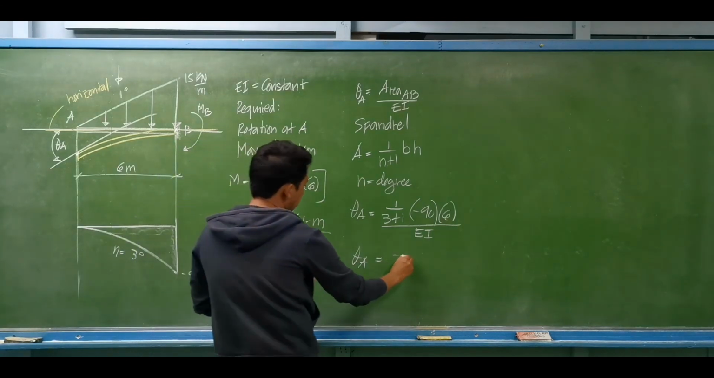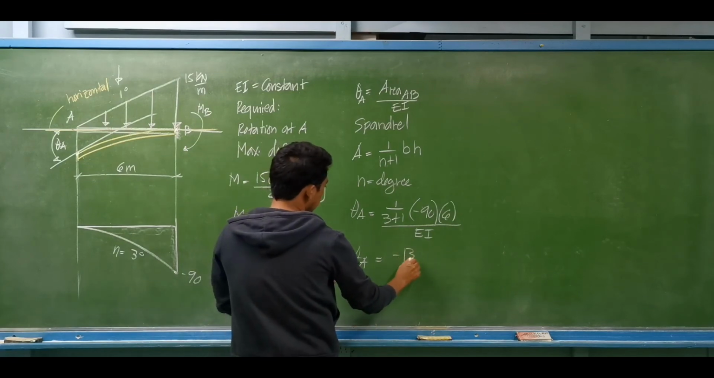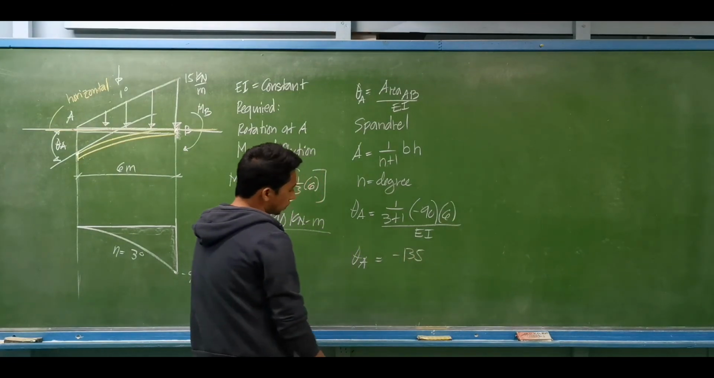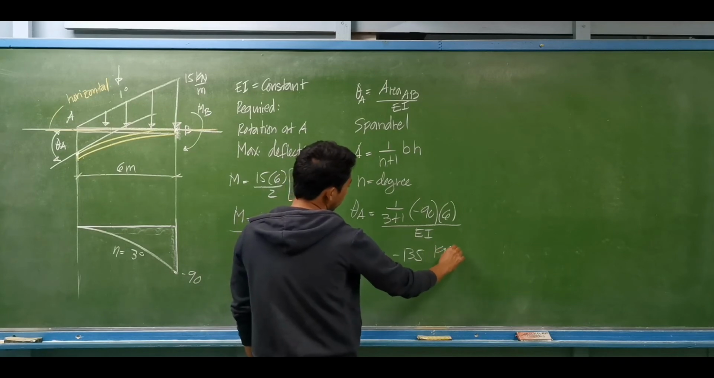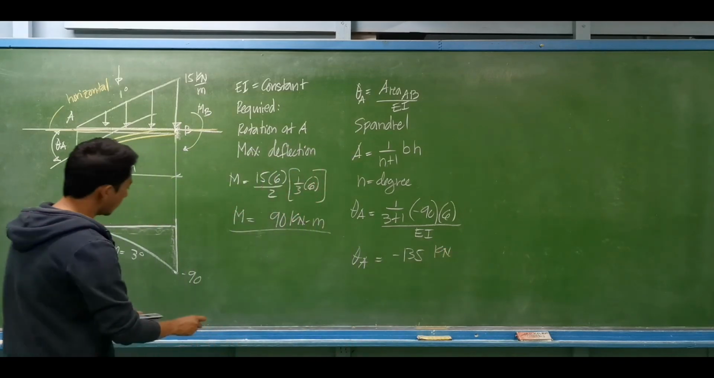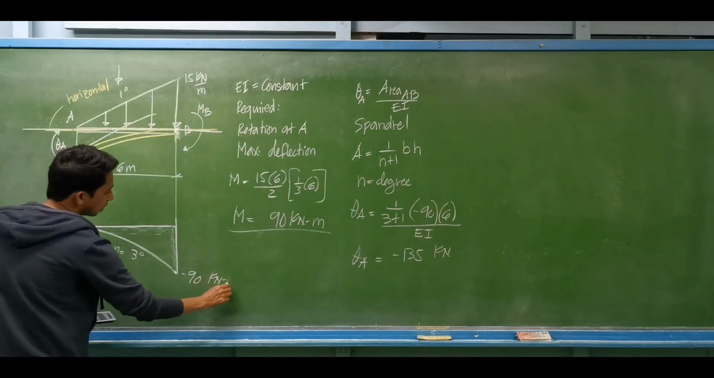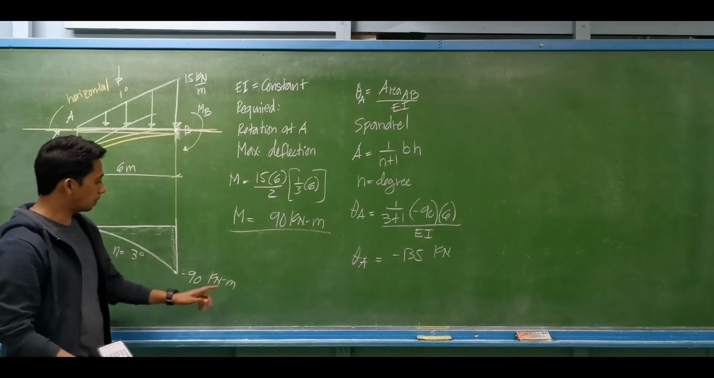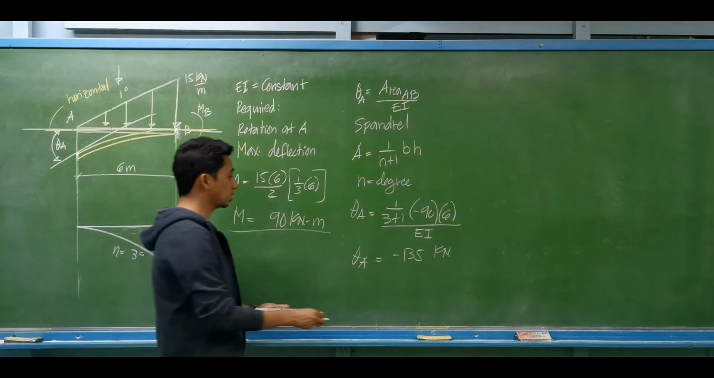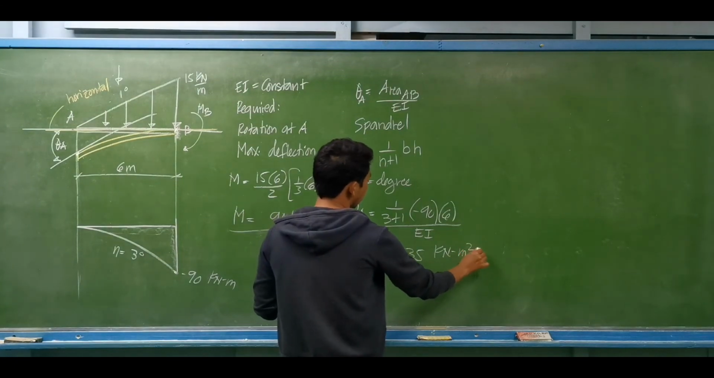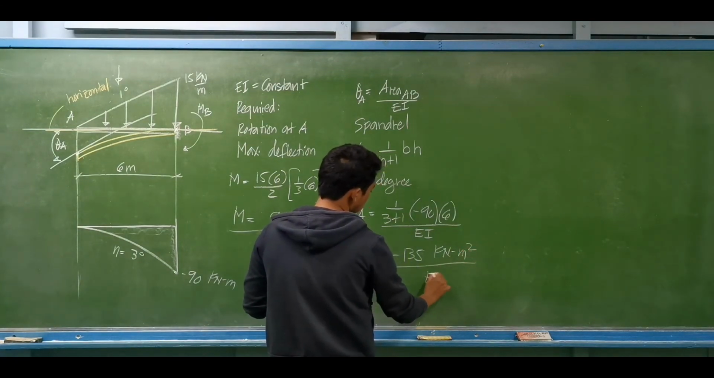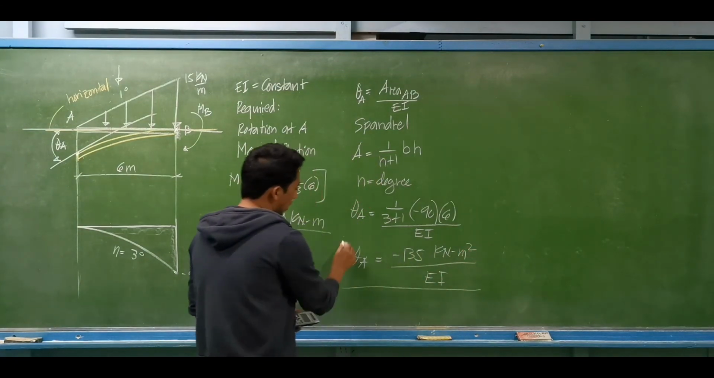So this is equal to negative 135. The unit of this one will be in terms of kilonewton. If you observe, this 90 is kilonewton-meter, multiplied by 6 meters, so this is kilonewton-meter squared divided by EI. This will be the rotation about A.